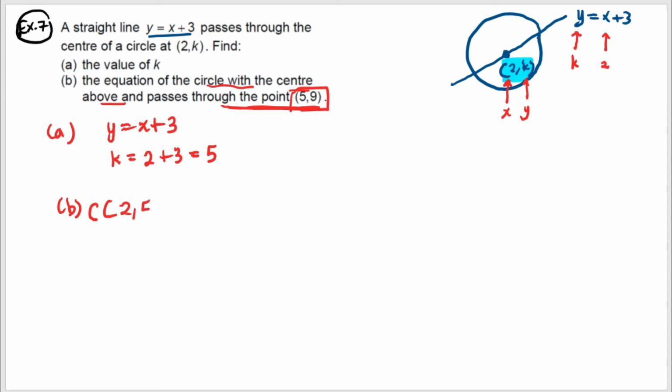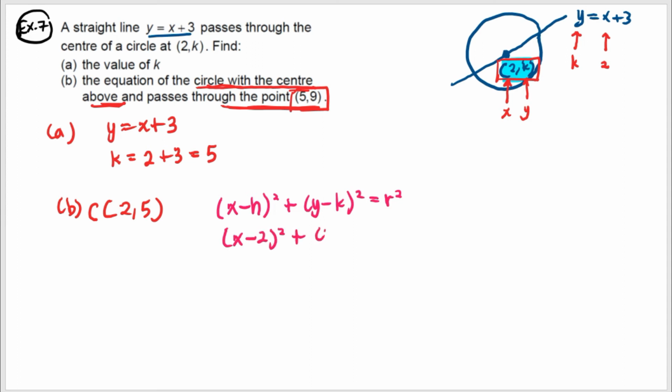C, which is given by (2, 5), because the question asks us to write the equation of the circle with the center above. The center above, just now, we got (2, 5). So you just need to plug it into the formula for the circle, which is (x − h)² + (y − k)² = r². And then we have (x − 2)² + (y − 5)² = r².